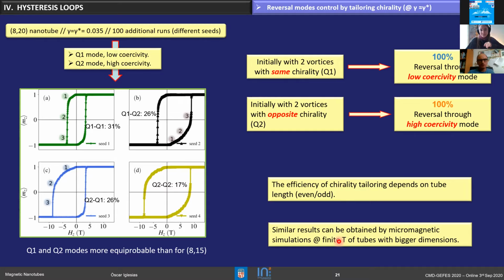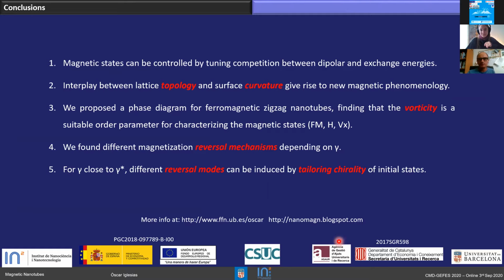Of course, I don't have time to show them in this talk, and just to tell you that micromagnetics agrees with the results also. And I will leave the conclusions for you to read, highlighted in red, the main keywords and messages to take away. Thank you for your attention, and that's all, open to questions that you may have.